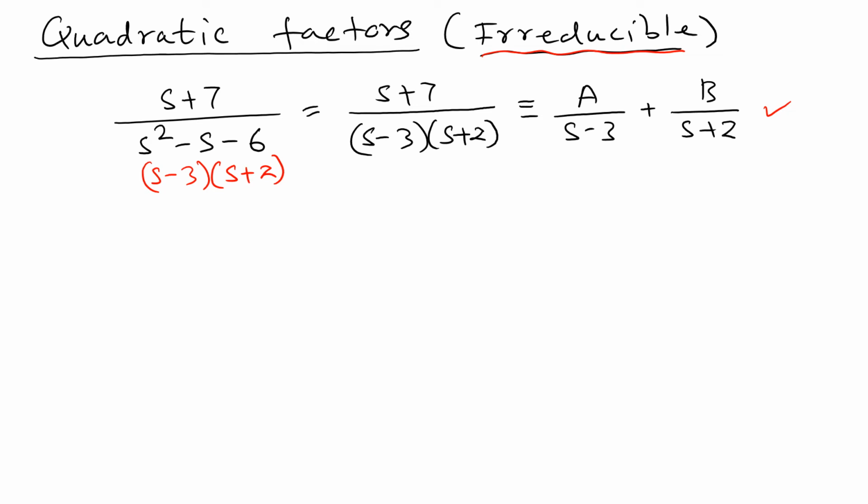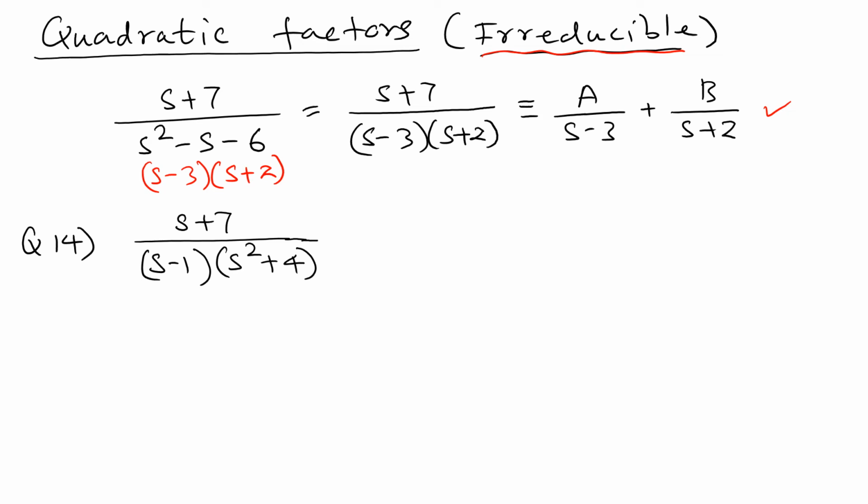But that's not the issue. Let's look at this problem. When you look at (s plus 7) over (s minus 1)(s squared plus 4), you can see this problem is different from other problems. The reason is that this is irreducible, because you cannot break it into two linear factors with real coefficients. So this is what we normally call an irreducible one.